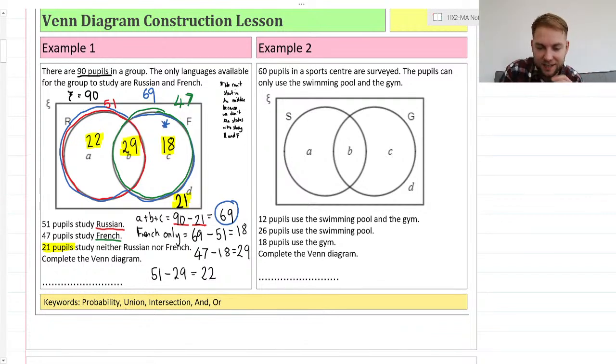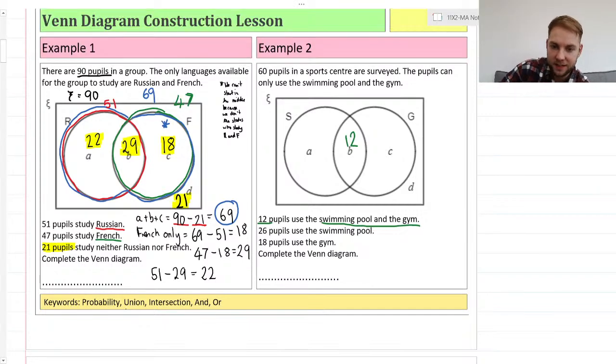This one on the right hand side is actually a little bit easier. It is tough to understand, I know that's hard. The one on the right is a little bit easier because we actually start in the middle here. It says that 12 people use the swimming pool and gym. So we know that 12 is the middle part, which is this, because that's the people who use the swimming pool and gym.